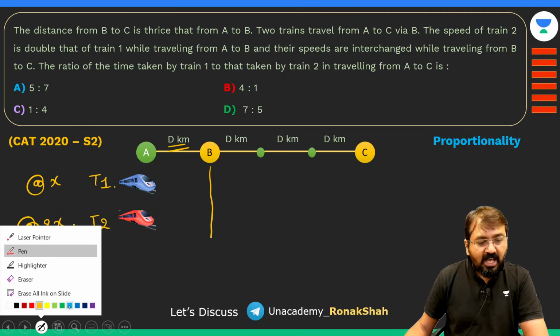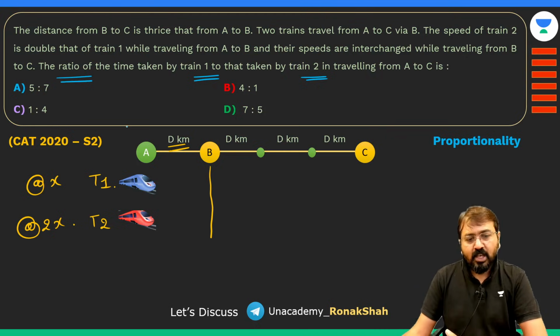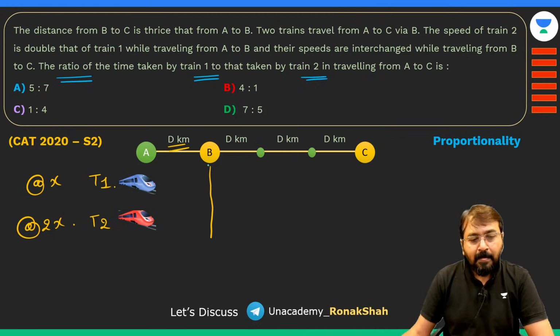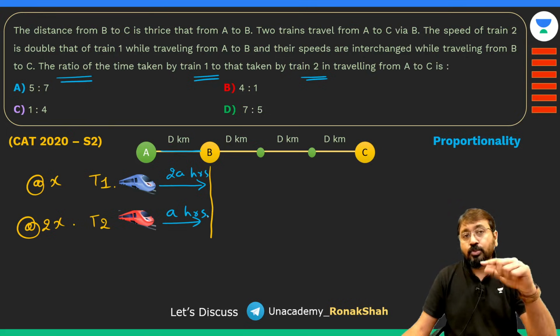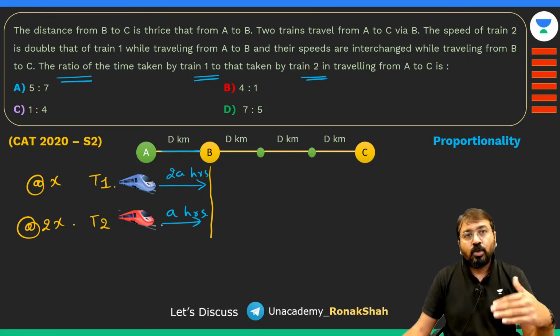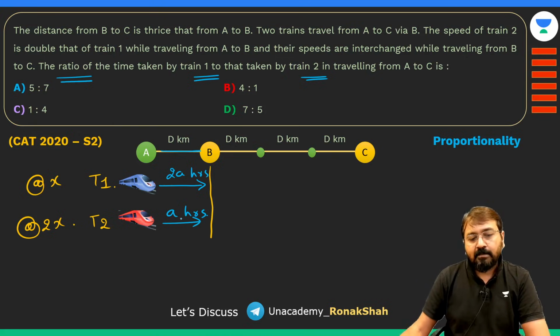So we are asked to find out the ratio of time taken by train 1 to that by train 2. What is the ratio of time? So guys, this is a very simple question. Let's assume that train 1 takes 2a hours to travel this d kilometer distance. So can I say train 2 would take a hours? Why have I assumed 2a hours? Because I know train 2 is traveling at double the speed, so it will take half the time, right? So this will become a hours.